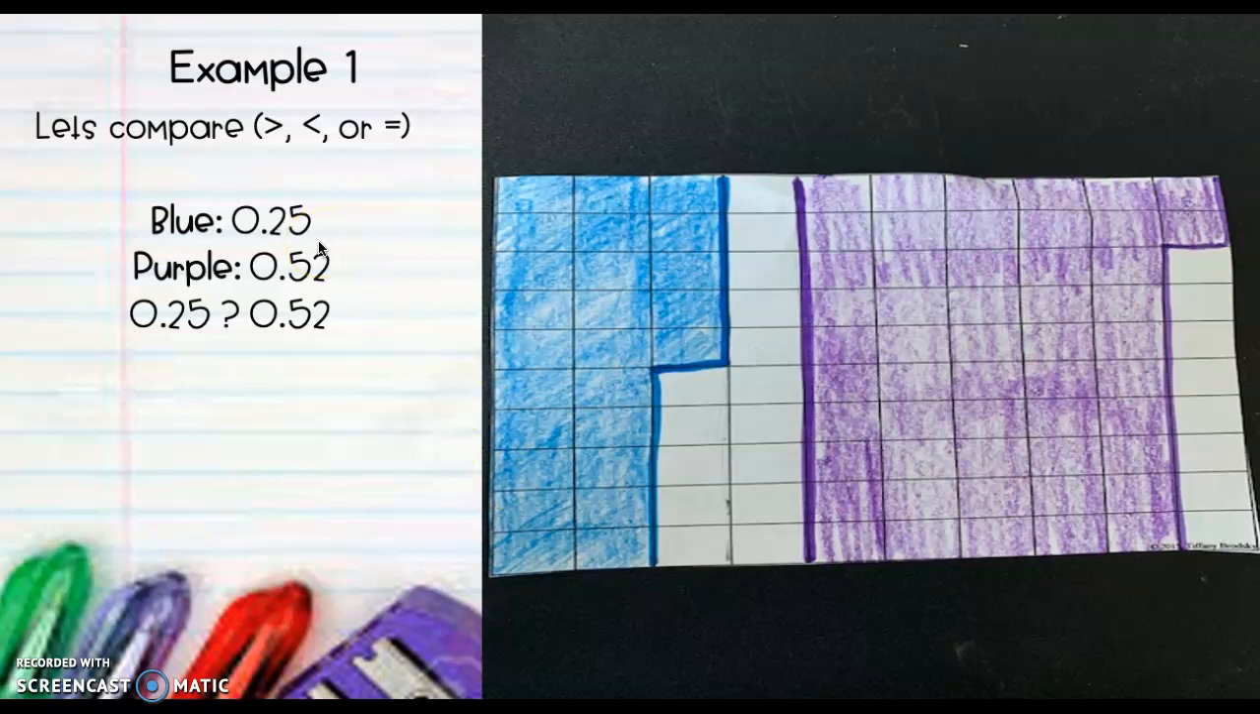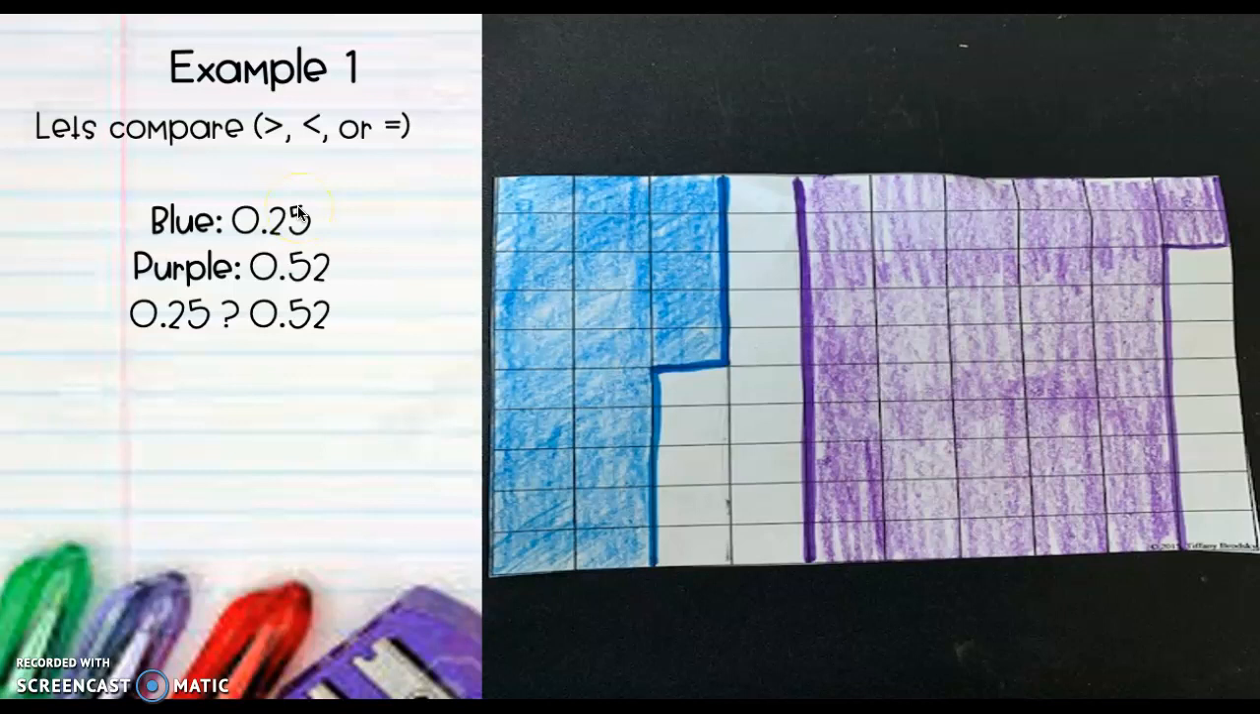All right, so your first number, the blue, represents 0.25. Okay? And then your purple is 0.52. Now, which one is greater than, less than, or are they even equal to? I don't know. Let's see if we can figure it out. So you're probably thinking, well, it's got a decimal. But guess what? What is this number right here? 25. So you still can think of it that way.